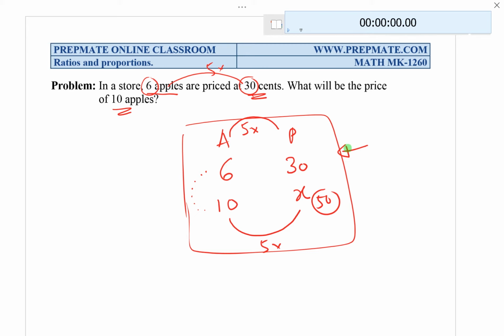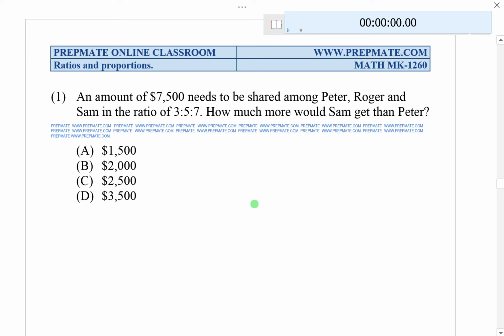Okay. So now shall we go to the problem of the day? All right. So here is the problem of the day. An amount of $7,500 needs to be shared among Peter, Roger, and Sam in the ratio of 3 to 5 to 7. How much more would Sam get than Peter? Very good. So you're going to follow the same method of tabulation. So first step, I'm going to write here, is tabulate.